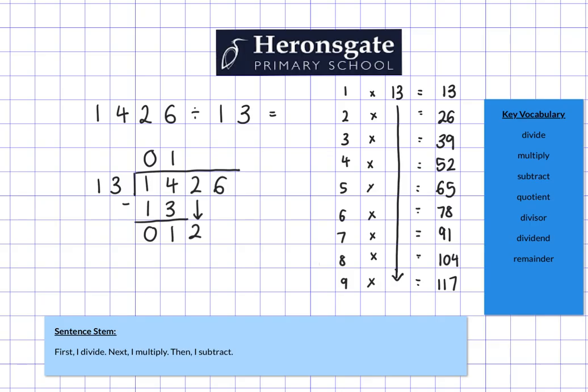I can move on. 12 divided by 13 is going to require a placeholder. So I need to move on. 126 divided by 13 is going to be 9. 13 times 9, I can use my cheat sheet, is 117. And then I subtract.